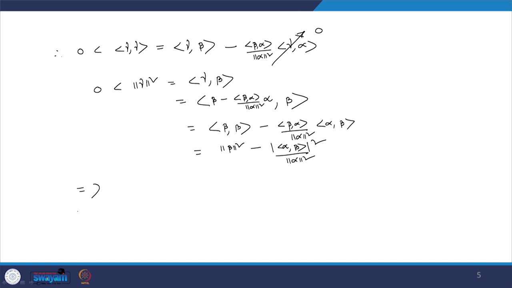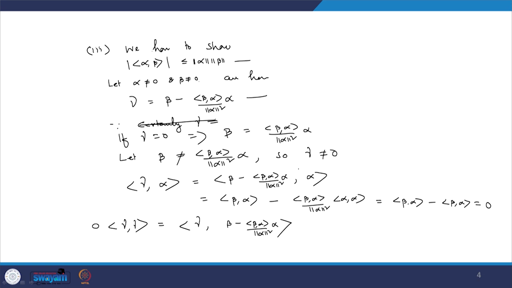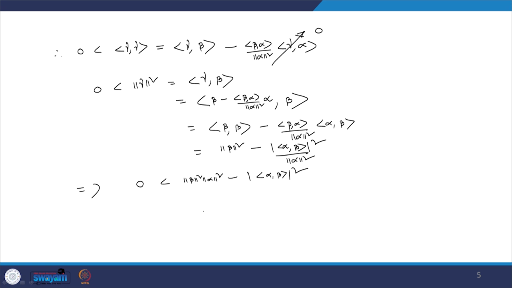So this implies that 0 is less than the norm of beta squared times the norm of alpha squared minus the inner product of alpha, beta, whole squared. Here I have taken 0 strictly less than this quantity based on gamma not equal to 0, that is, beta not equal to a scalar multiple of alpha. If we do not consider that, then it will be less than or equal to. So this implies that the mod of the inner product of alpha, beta, whole squared is less than the norm of beta squared times the norm of alpha squared.